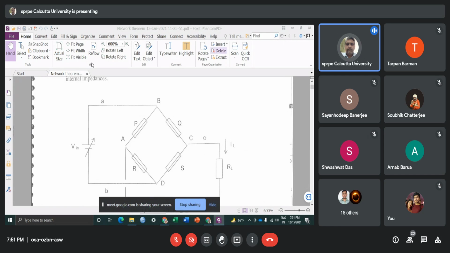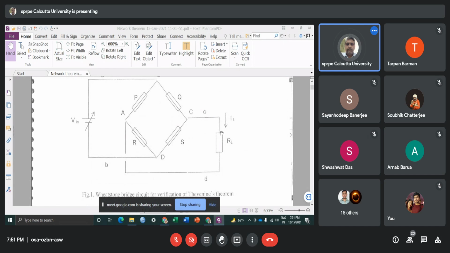Okay, so this will be our experimental circuit, and this is a Wheatstone bridge kind of circuit, and the load resistance RL is connected between the points C and A, and we will measure the current IL flowing through this load resistance RL. On the other hand, this Vin is the supply voltage.